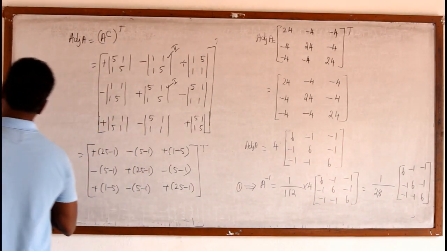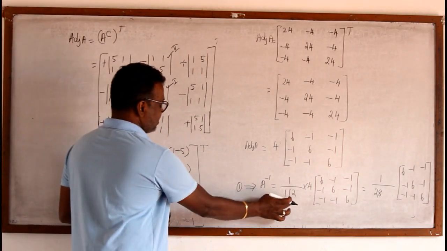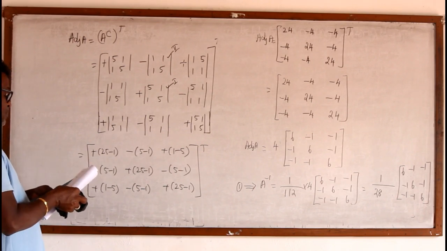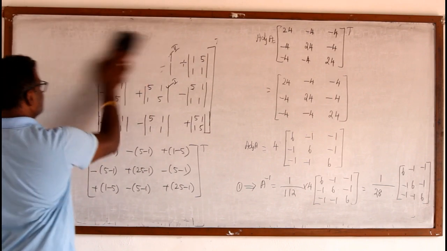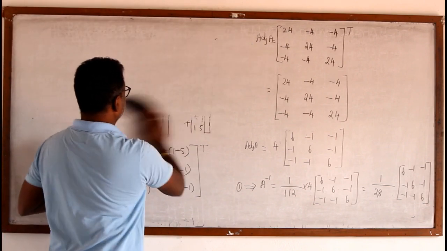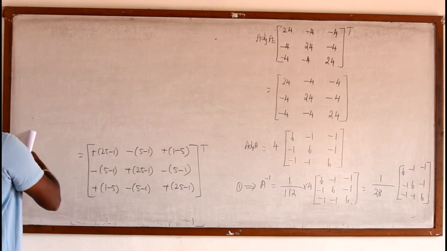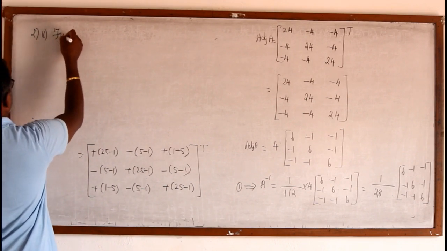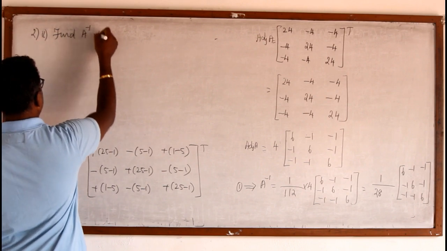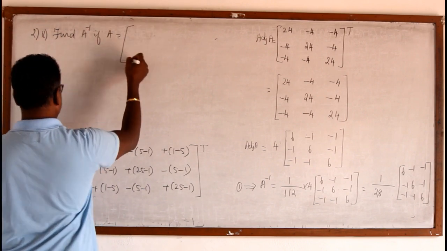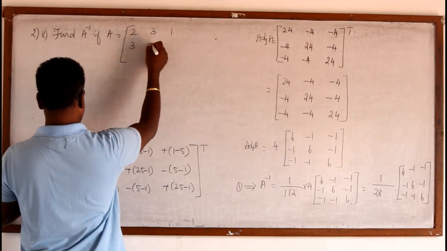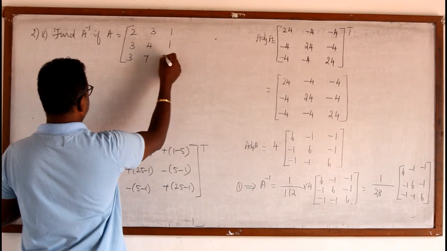So inverse exists only if this determinant is not equal to 0. Otherwise it will become infinity. So this is second problem under 2. Now I will do one more problem also under 2. Under 2, second problem. Find A inverse, if A equal to 2 3 1 3 4 1 3 7 2.